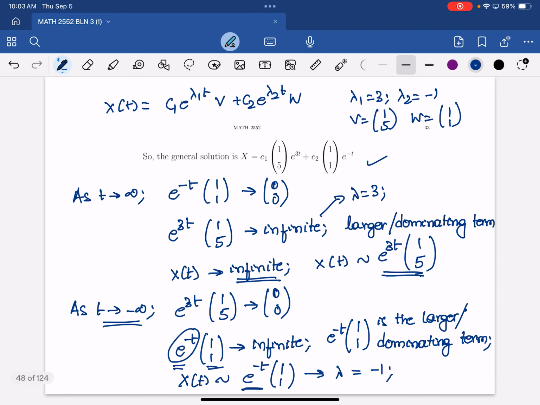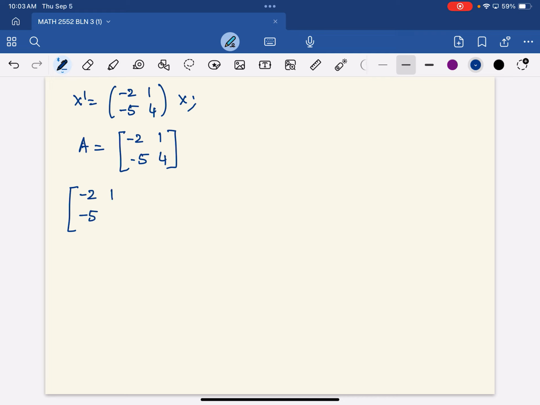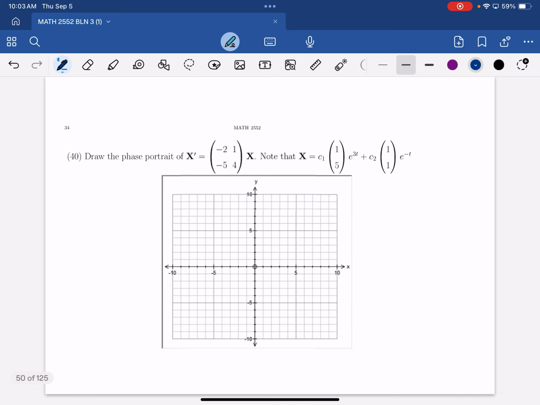So the next thing I want to tell you is, my system is x prime equals A x, so my A is going to be negative 2, 1, negative 5 and 4. Do you agree with me on that? Now I'm speaking in a goofy way, so humor me for a few minutes. Say I'm at (3, 0). It is like I'm really standing here. Are you with me on that?